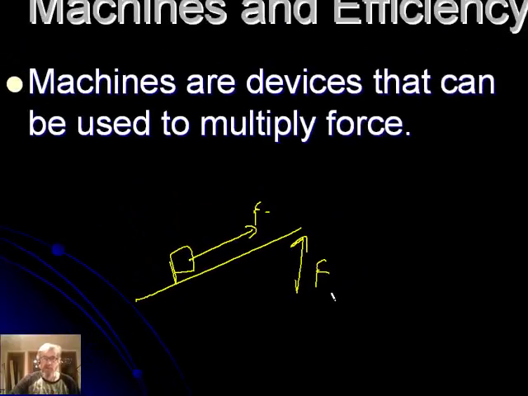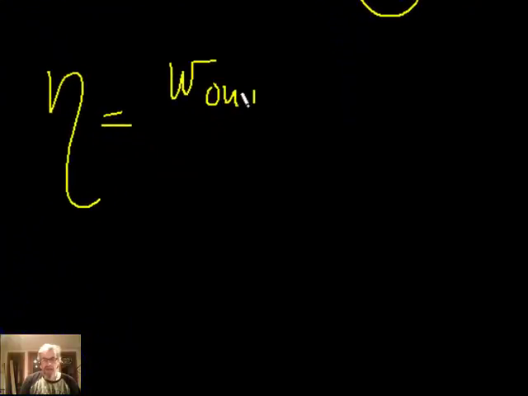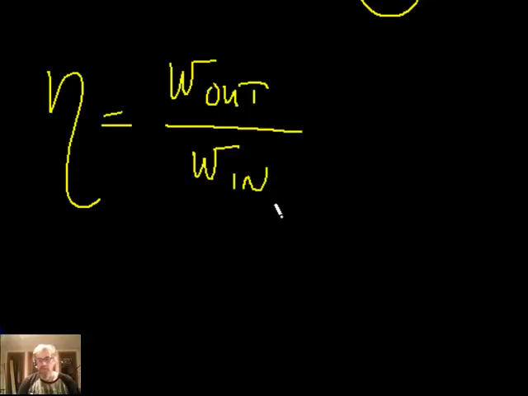Now there's always a trade-off. The problem with machines is you get this lower force, but you always have to give something up. We'll see what that is as we look at some examples of machines. We rate how well a machine conserves work by using this concept of efficiency. Efficiency is denoted by this Greek letter eta, and efficiency is defined this way. How much work did you actually do, that's called work output, divided by how much work you had to put in. That's a measure of how efficient a machine is.